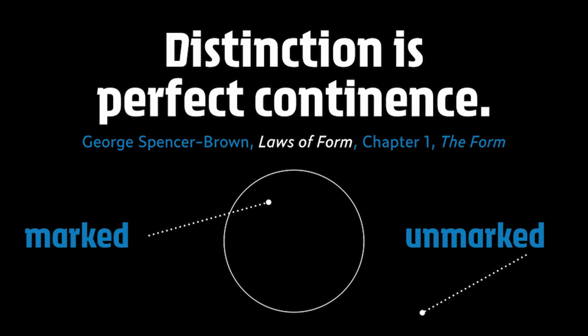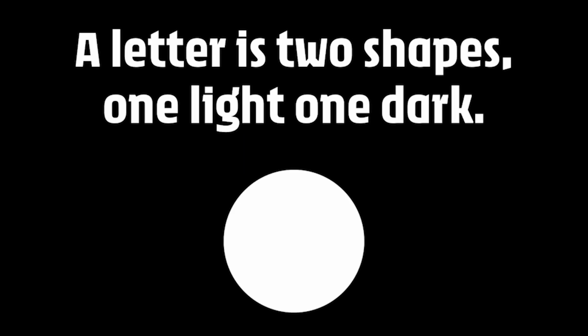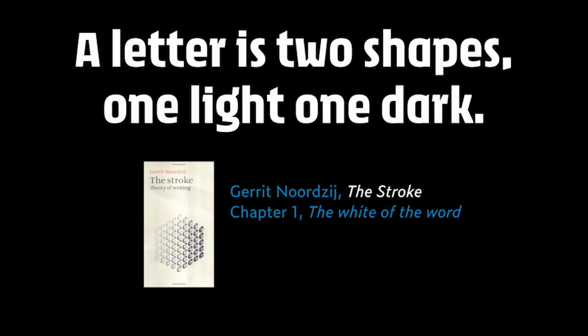And it's important that the circle has to be closed. So if you look at this circle, I believe that it's exactly the same as what we do as a type designer. It's a shape. And there is this famous quote, "A letter is two shapes, one light, one black." And some people may know it's from this book, also the first chapter from Gerrit Noordzij. I believe that both are in the end saying a very similar thing.